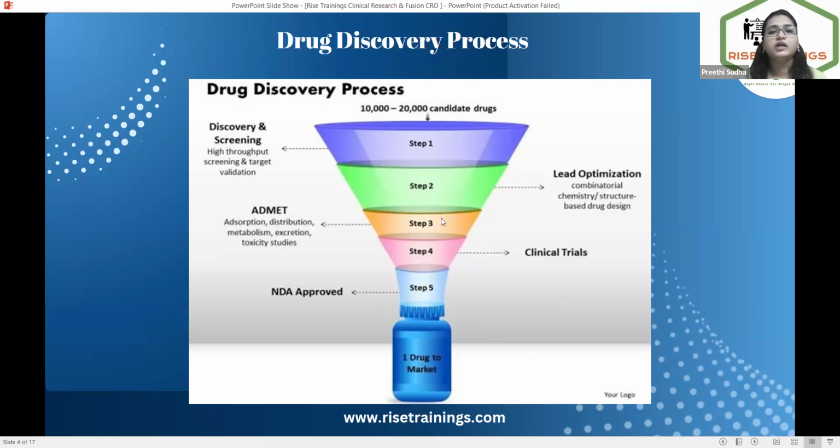Then they check the ADMET: the absorption of the medication after taking it, the distribution, metabolism, excretion, and then toxicity studies. And then come the clinical trials. We all know what clinical trials are, right? Clinical trials are conducted in 4 phases. We can discuss this later.